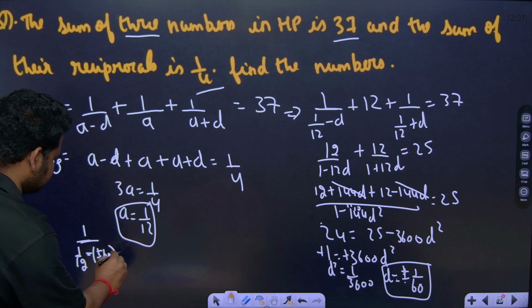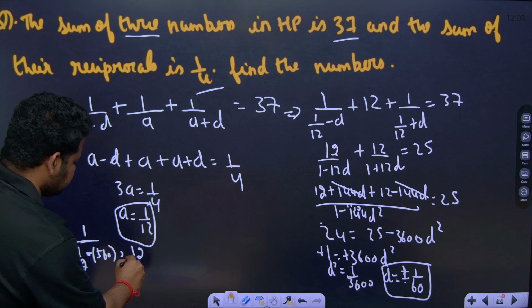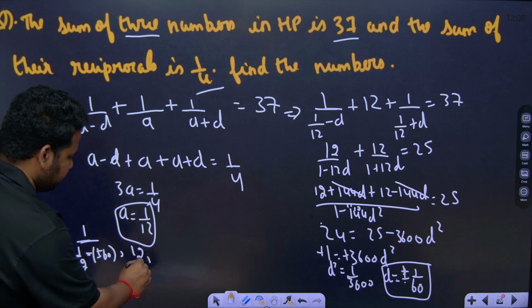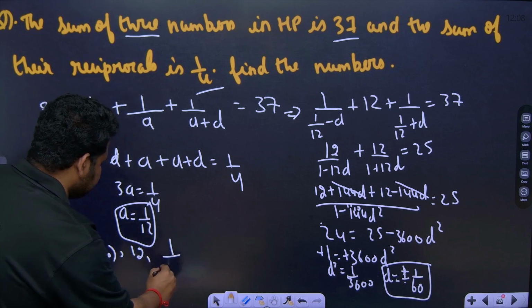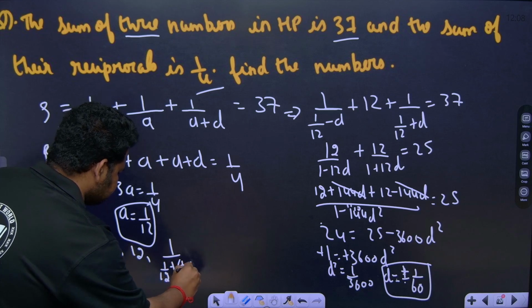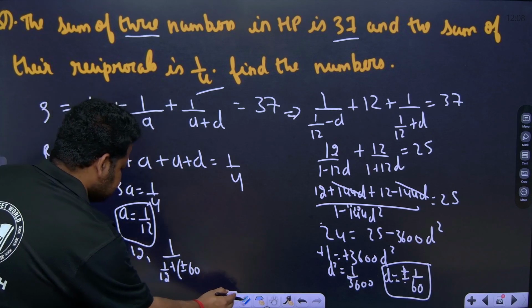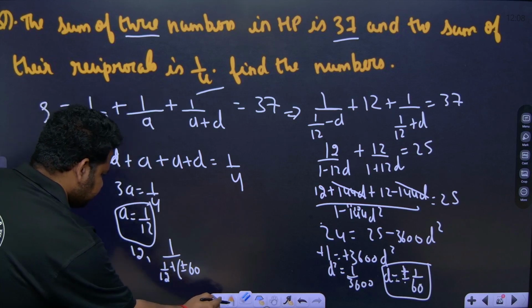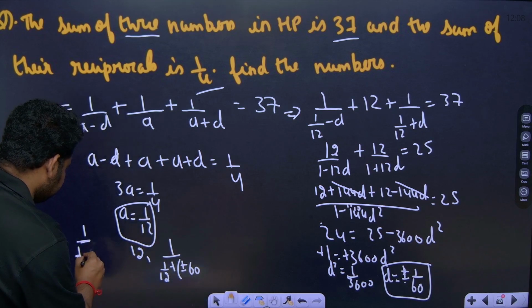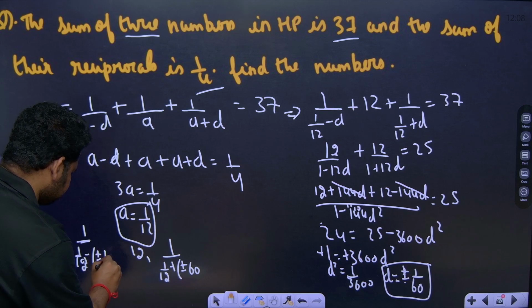Okay. Next, another term is what? Another term is a, which is 1 by 12. So 12 by, this is 12 itself, nothing we can do here. There is no value of d. So this will become what? 1 by 12 plus or minus 1 by 60. So here also it is 1 by 60. Correct? 1 by 12 plus or minus 1 by 60.